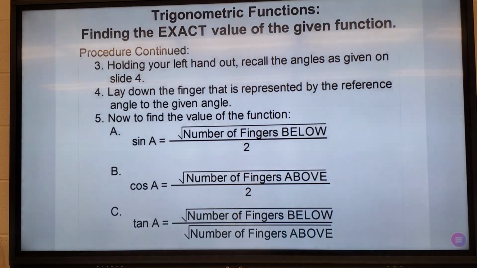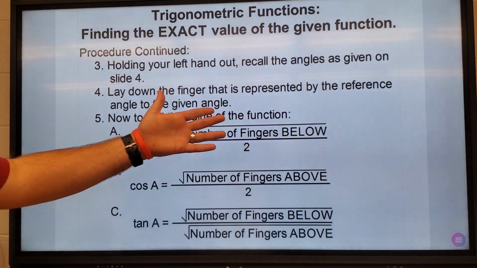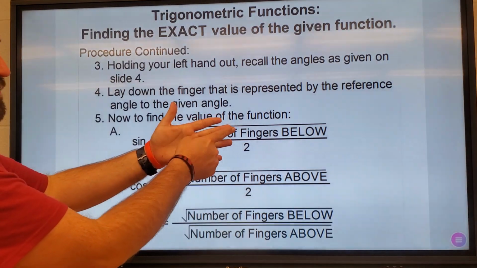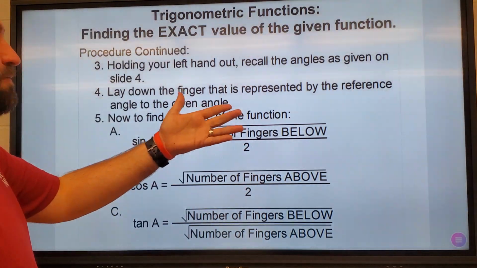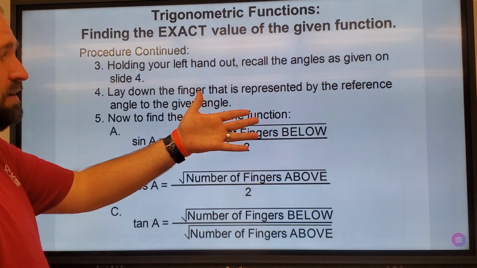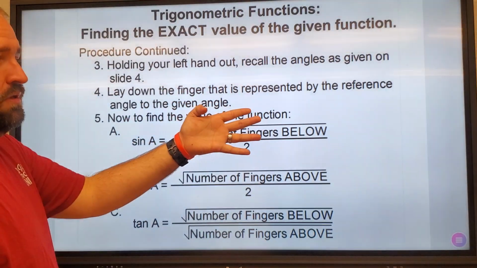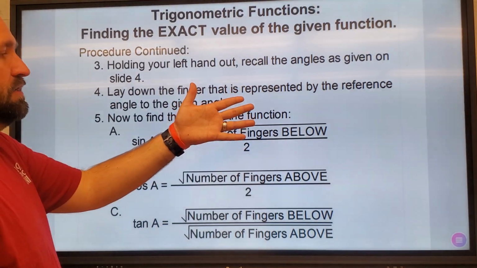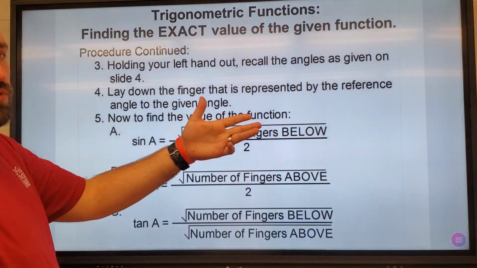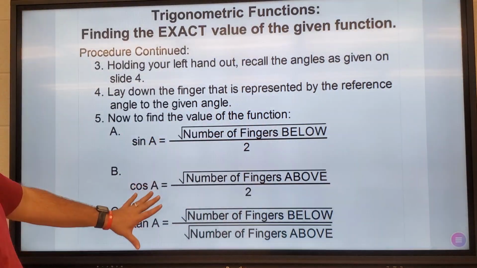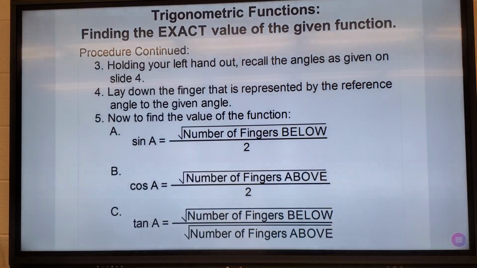So if you have a reference angle of 45 degrees, you will lay down your middle finger. I have my hand, 45 degrees is the middle finger, I would put down my middle finger. If my reference angle is, let's say, 90 degrees, I would lay down my thumb. If it's 0 degrees, I would hold out my hand and lay down my 0 degree finger. That leads to this part. If you are evaluating the sine of the value, then you are going to count the number of fingers below and take the square root of that and divide it by 2.